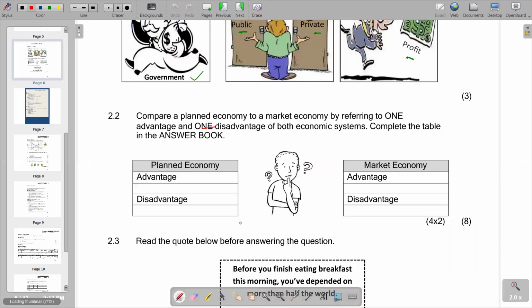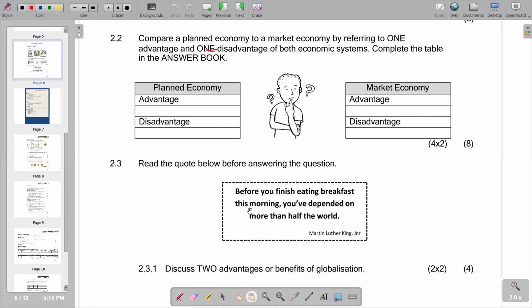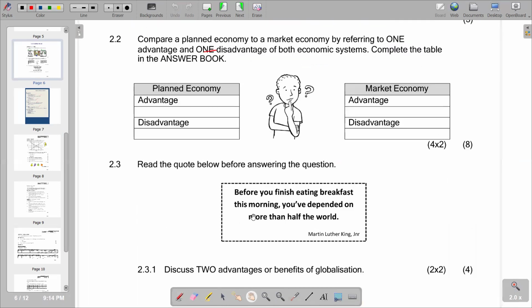Then we move on to the next question, which reads: read the quote below and answer the question. So they've got a quote which reads, "Before you finish eating breakfast this morning, you have depended on more than half the world."